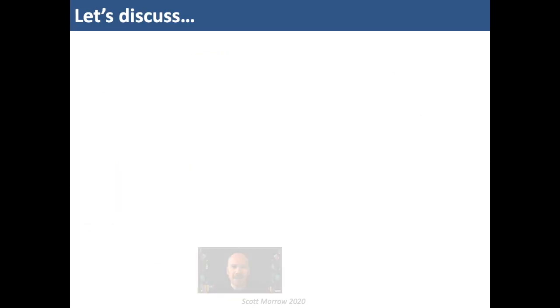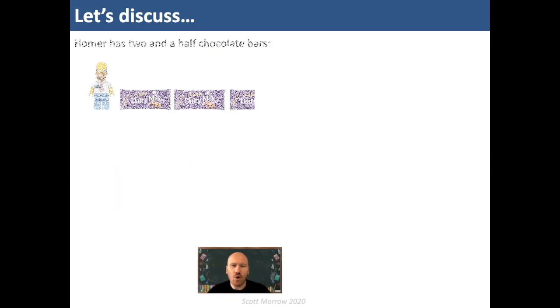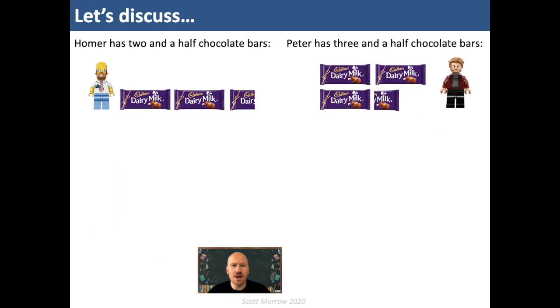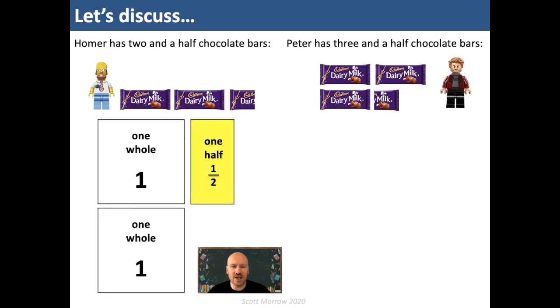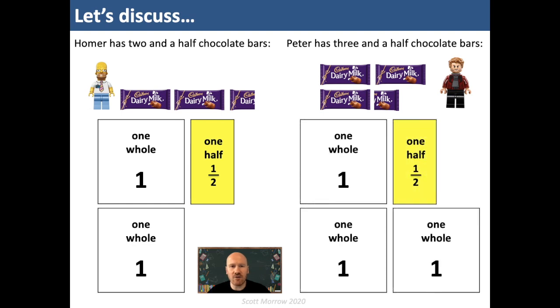Let's discuss that first problem. Homer has 2.5 chocolate bars. Peter has 3.5 chocolate bars, and we want to know how much they've got altogether. So let's use those fraction cards to represent what Homer's got. There are 2 wholes and 1 half, and then Peter, who's got 3 wholes and 1 half also. Now it's easy to add the whole chocolate bars. We've got 2 wholes plus 3 wholes, so we've got 5 chocolate bars altogether.